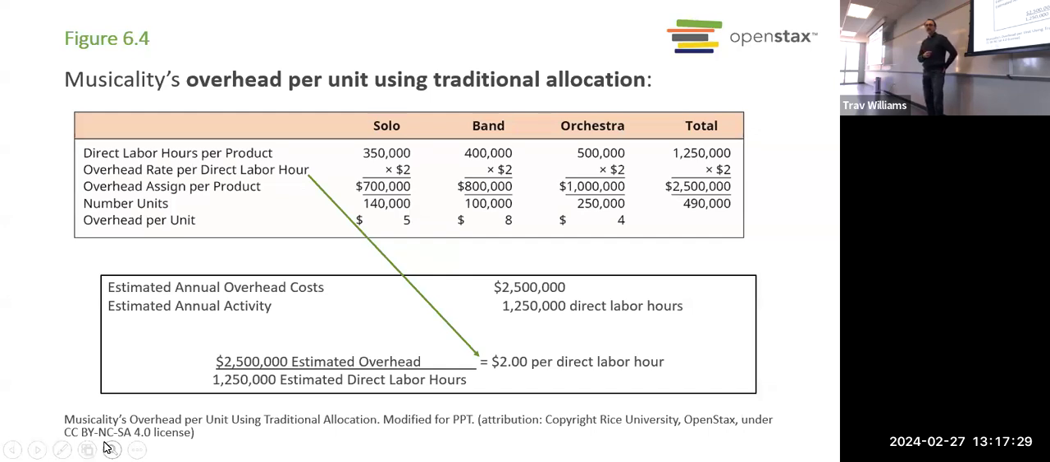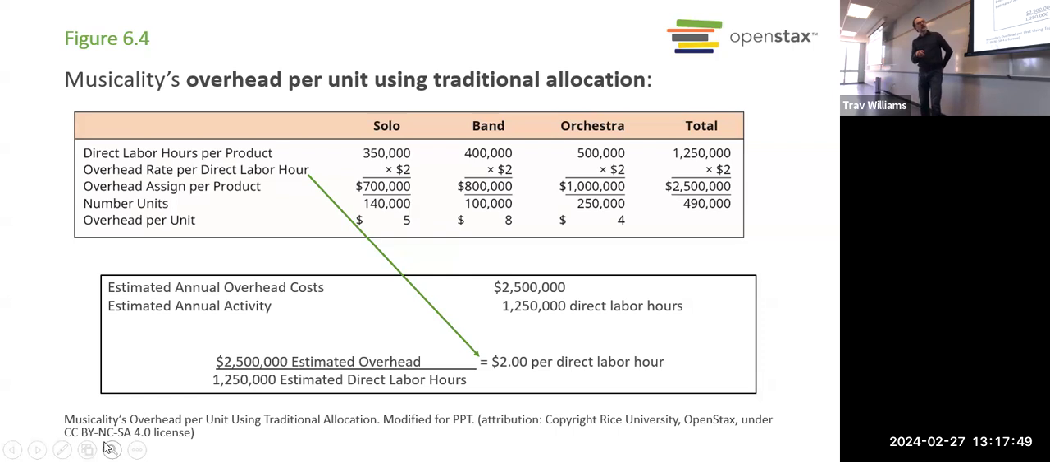Everybody following so far? Okay. And then you can divide that by how many units they expect to make, and now you get your overhead per unit. So for the solo product, they think it'll be $5 of overhead. For the band, $8. For the orchestra, $4.